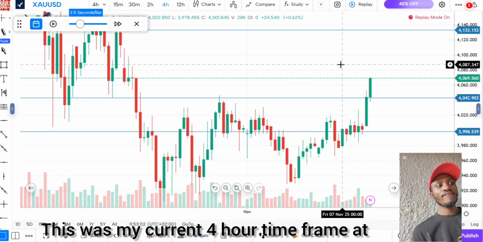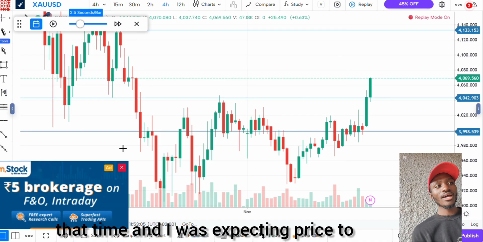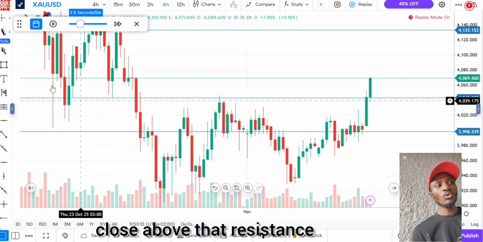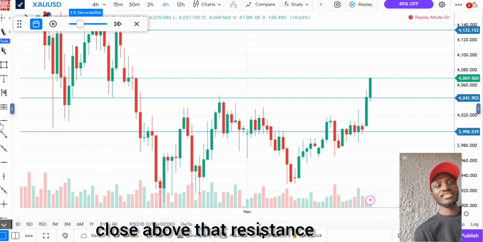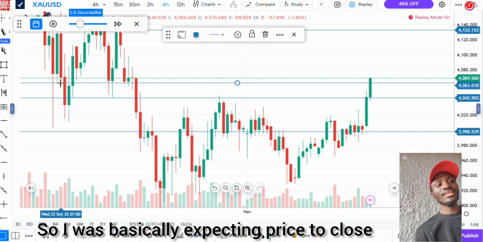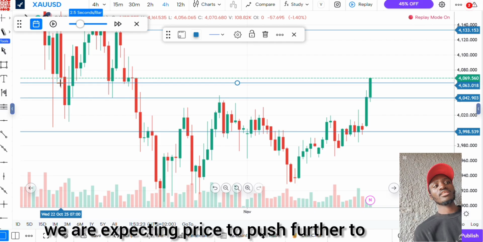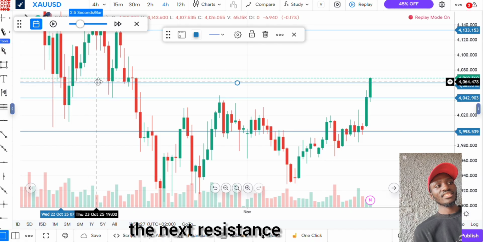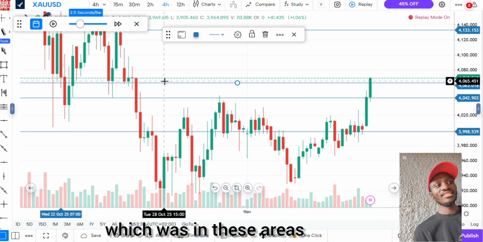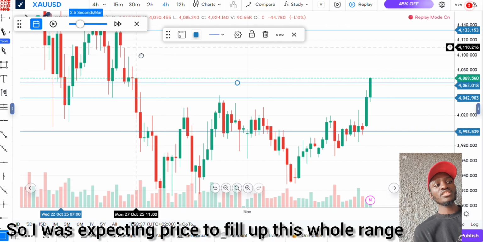I was expecting price to close above that resistance, which is at 40.63 areas. You know, I trade the breakout, and when price breaks above a resistance, we're expecting price to push further to the next resistance, which was in these areas. So I was expecting price to fill up this whole range.